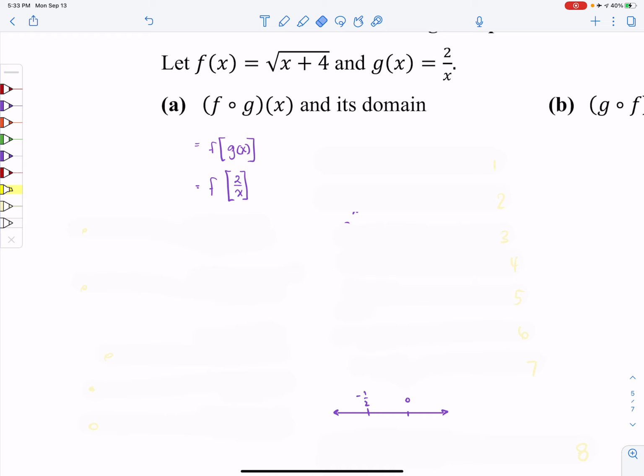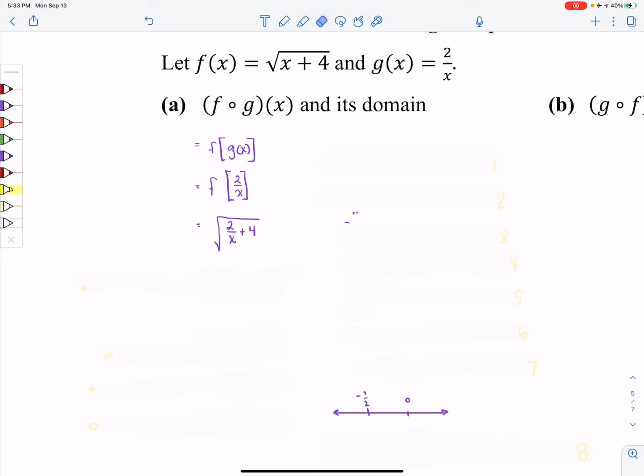And now what I'm looking at is I want to take 2 over x, and every single time I see an x in my f function, I'm going to replace all of those x's with 2 over x, because this says f of 2 over x. All right, so you'll notice here that that's what I've done. This x got replaced with 2 over x. And then the plus 4 just got copied.